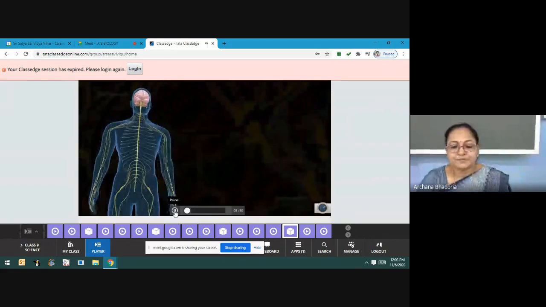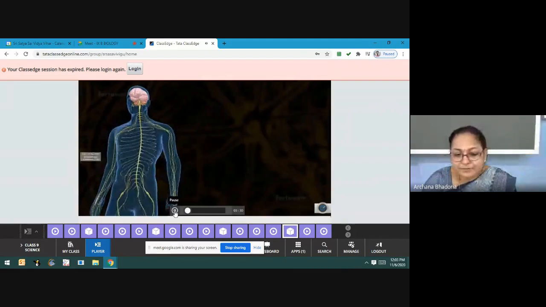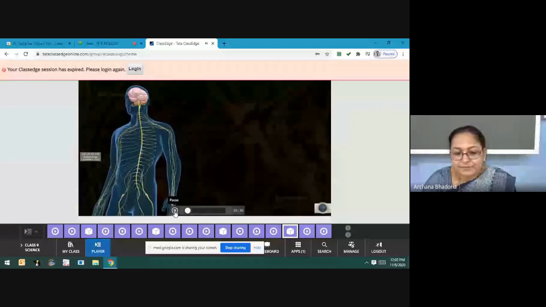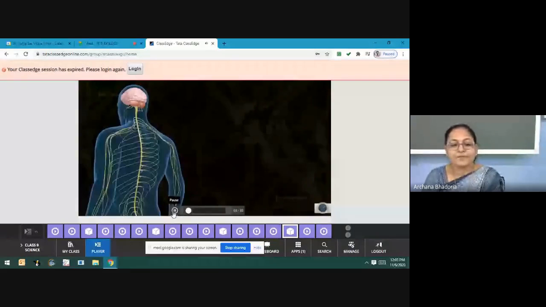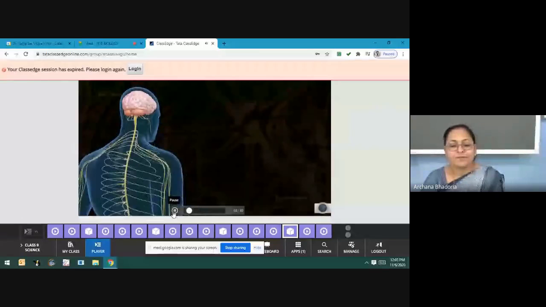We tend to think of the nervous system primarily as having to do with stimuli response, but it also works to control and coordinate the functions of the body.